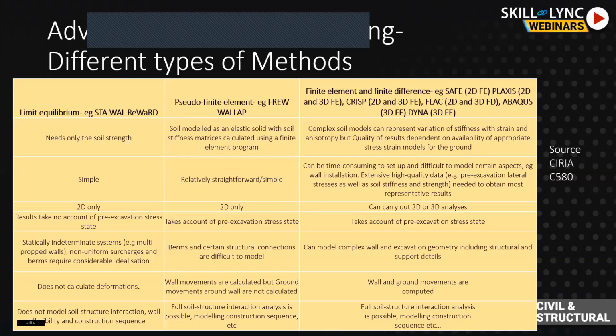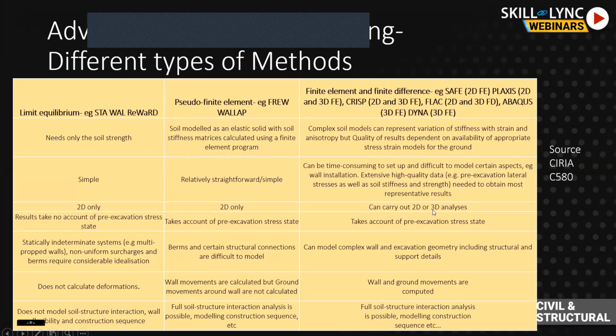Limit equilibrium is simple. Wallap or pseudo-finite element methods are relatively straightforward, but Plaxis can be time-consuming because, as I told, the modeling itself is a complex thing. Plaxis or finite element methods usually need extensive or high quantity of data, and we have to model it exactly. That's why it is a relatively complex operation. Limit equilibrium is 2D only, and pseudo-finite element methods like Wallap are also 2D only.